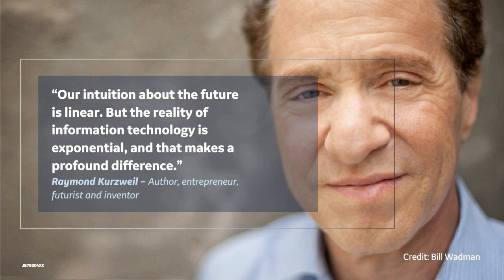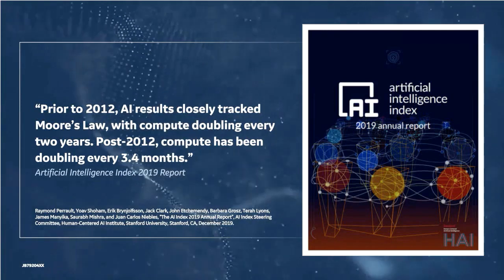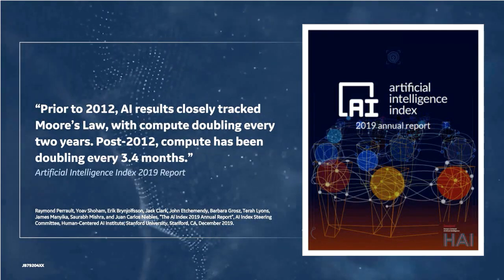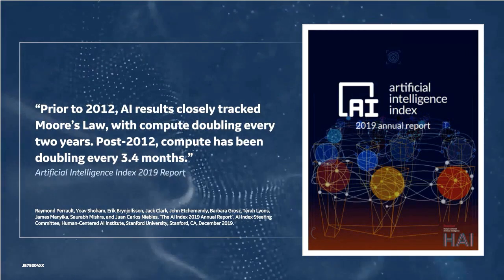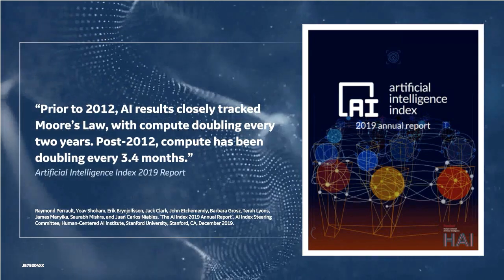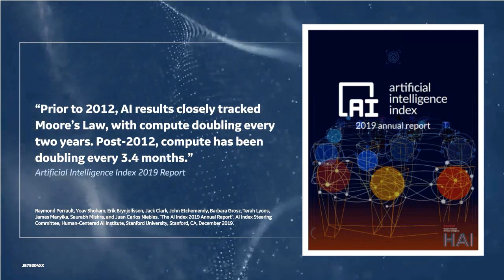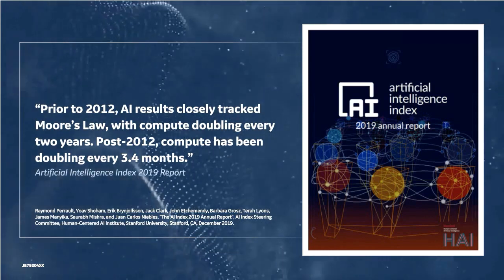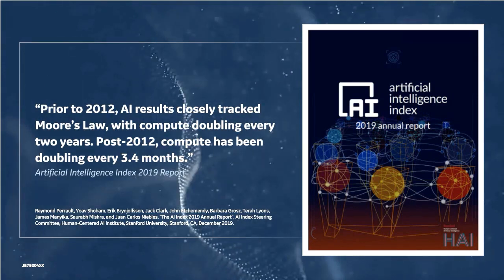According to a recent report issued by Stanford University, computational power is accelerating at a much higher rate than the development of processor chips. As a result, we are seeing that the performance of AI algorithms is far outpacing Moore's Law. Prior to 2012, AI results closely tracked Moore's Law, with computing power doubling every 2 years. Post-2012, compute power has been doubling every 3.5 months. This impact on AI and machine learning is astounding. In a span of just 18 months, the time required to train an image recognition neural network fell from 3 hours to just 88 seconds, with no compromise in accuracy.